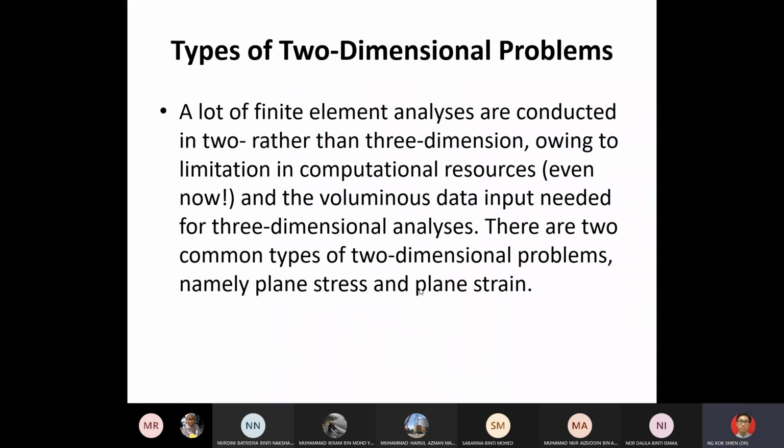There are two common types of two-dimensional problems, which are the plane stress and plane strain problems.